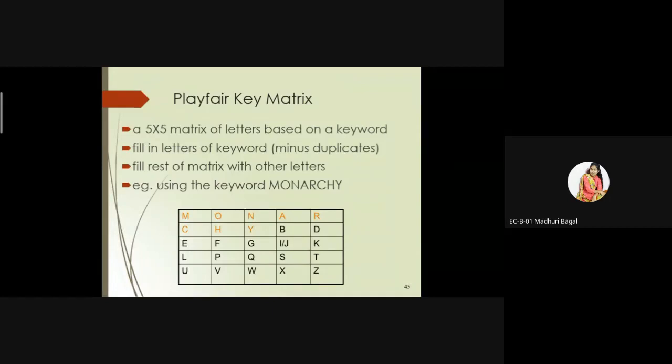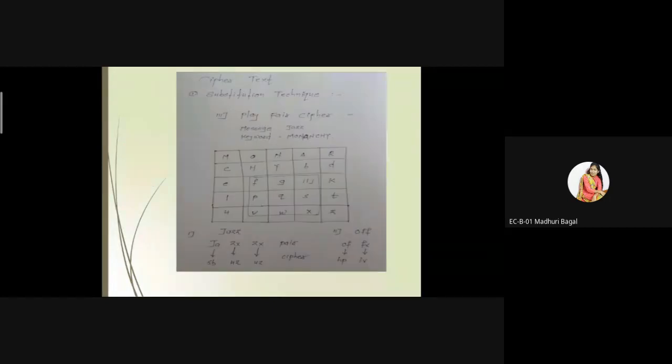We will also take examples on this Playfair cipher. There are four basic rules. Again, I'll describe them. The first rule is that we have to make pairs of the message. According to the message, we make pairs, and in one pair we represent two letters. If a letter is repeated, then we use the extra letter X.